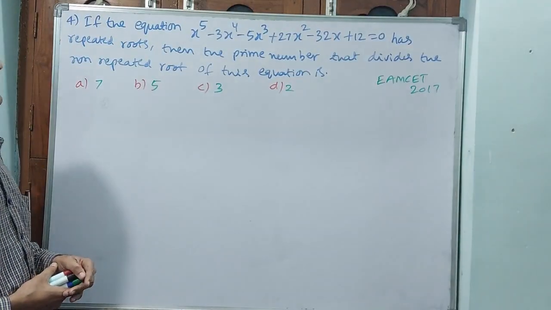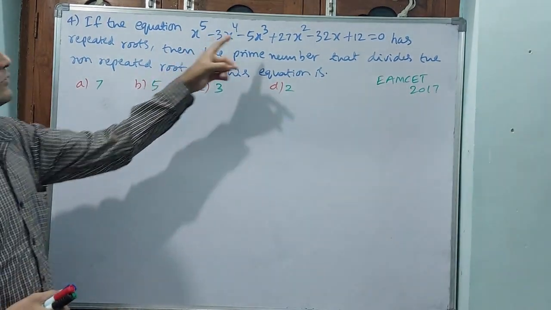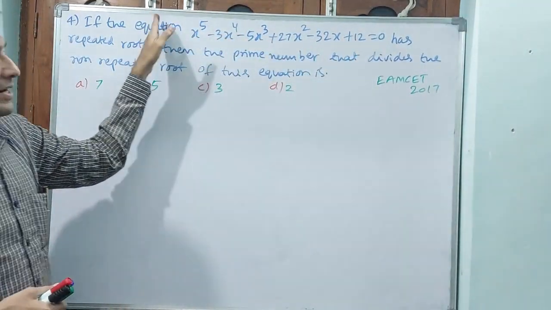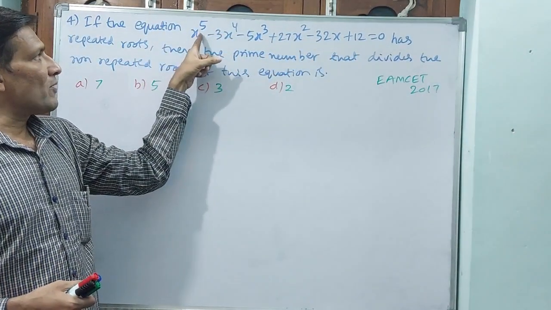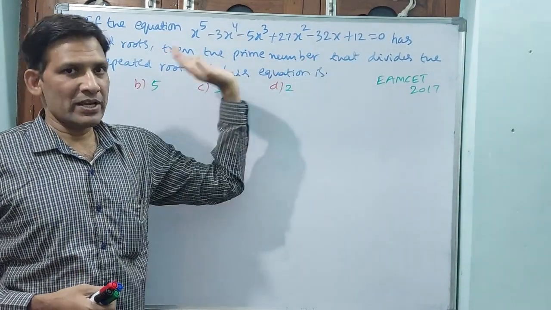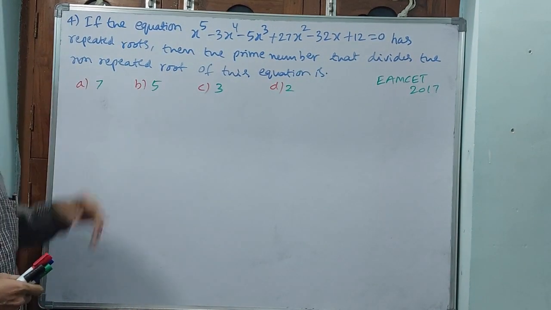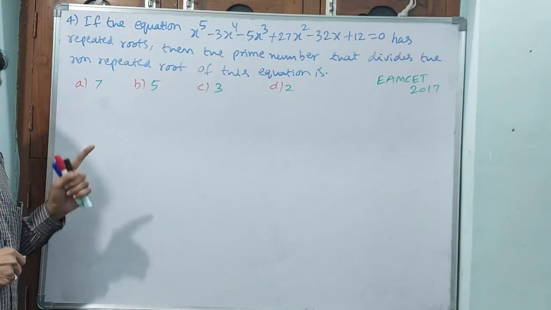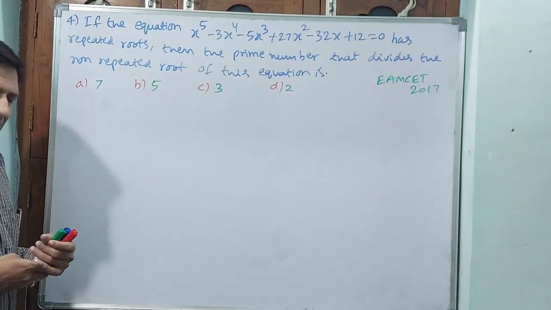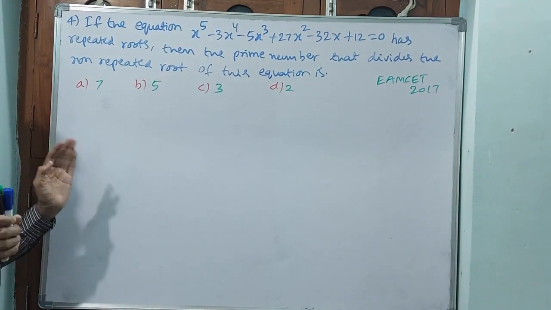Okay, fourth question. If the equation x to the power of 5 minus 3x to the power of 4 minus 5x cube plus 27x square minus 32x plus 12 equal to 0. You see, order has been clearly maintained. X to the power of 5, x to the power of 4, x cube, x square, x to the power of 0. Okay, we are very intact. Has repeated roots. This repeated roots is very important. Whenever the repeated roots word comes, then you differentiate this. Okay, f dash x, f double dash x also you can go, but at least f dash x you have to know.